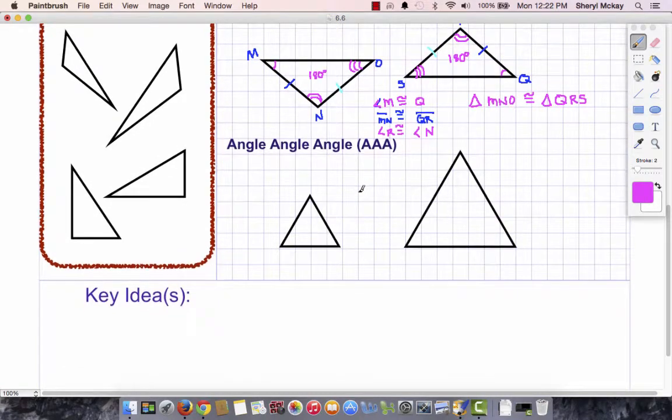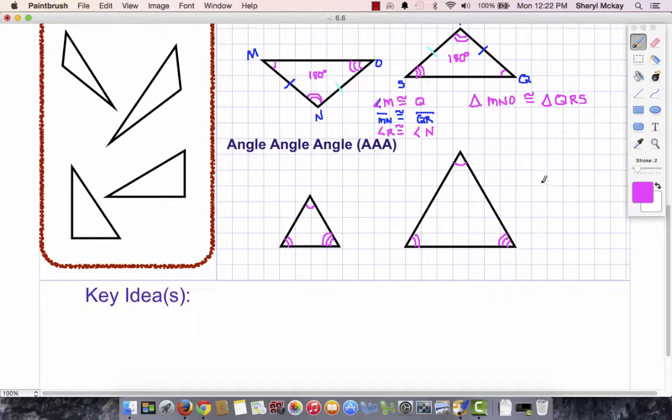Now, the final thing though is, what about angle, angle, angle? Does that mean that we will have congruent triangles if all three angles are congruent? So what if we have this one is equal to this one, and this one is equal to this one, and this one is congruent to this one? Do we have congruent triangles? Well, I think you can tell just by looking at it that no, we don't. We don't have congruent triangles.